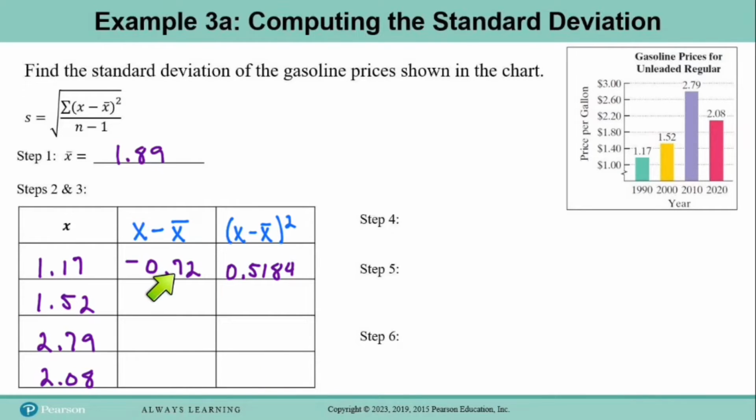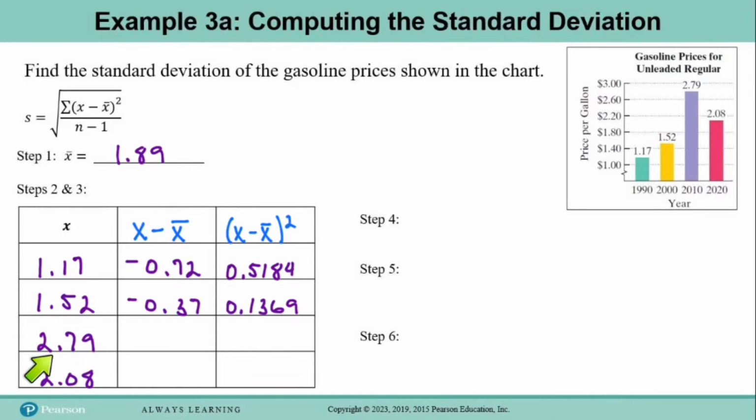Because a negative times a negative is positive, but also positive times positive will be positive. So all of these squared values are positive. Okay, now we take the second data value, so 1.52 minus 1.89, and that's going to be negative 0.37. Now square that value, so square button equals, and you'll get 0.1369.